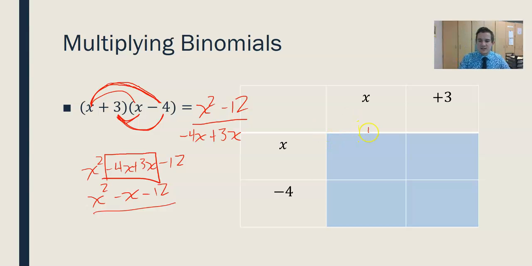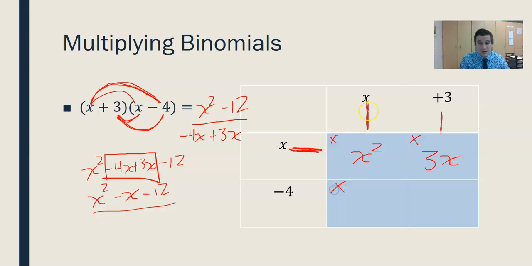So you'll notice this is a 2 by 2 grid because I have a binomial being multiplied by a binomial. So each of these boxes is going to represent me multiplying two elements of these binomials together. So for example, this box right here means I'm going to multiply this column and this row. So x times x, which is x squared. This box means I'm going to be multiplying this column and this row. So x times 3, which is 3x.